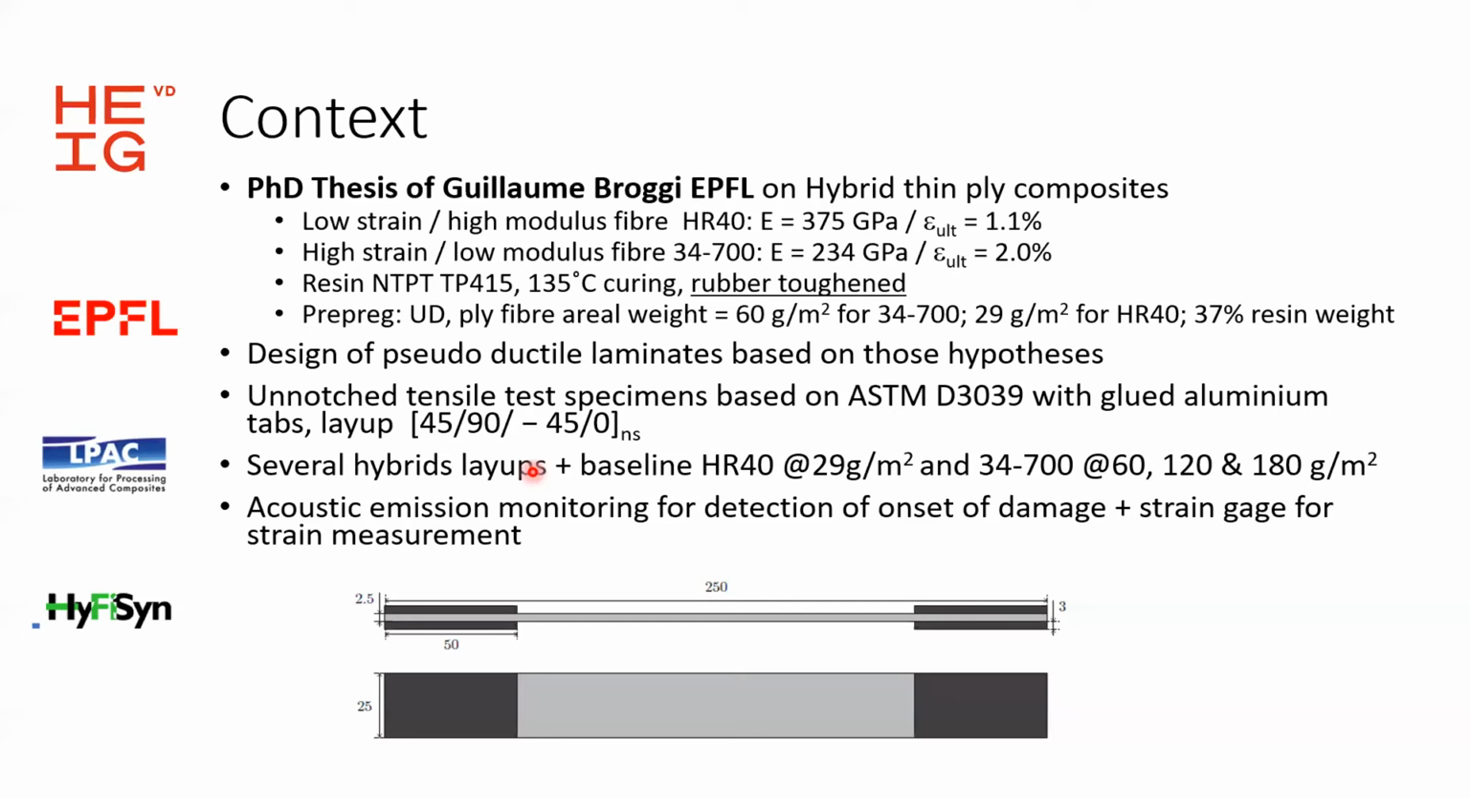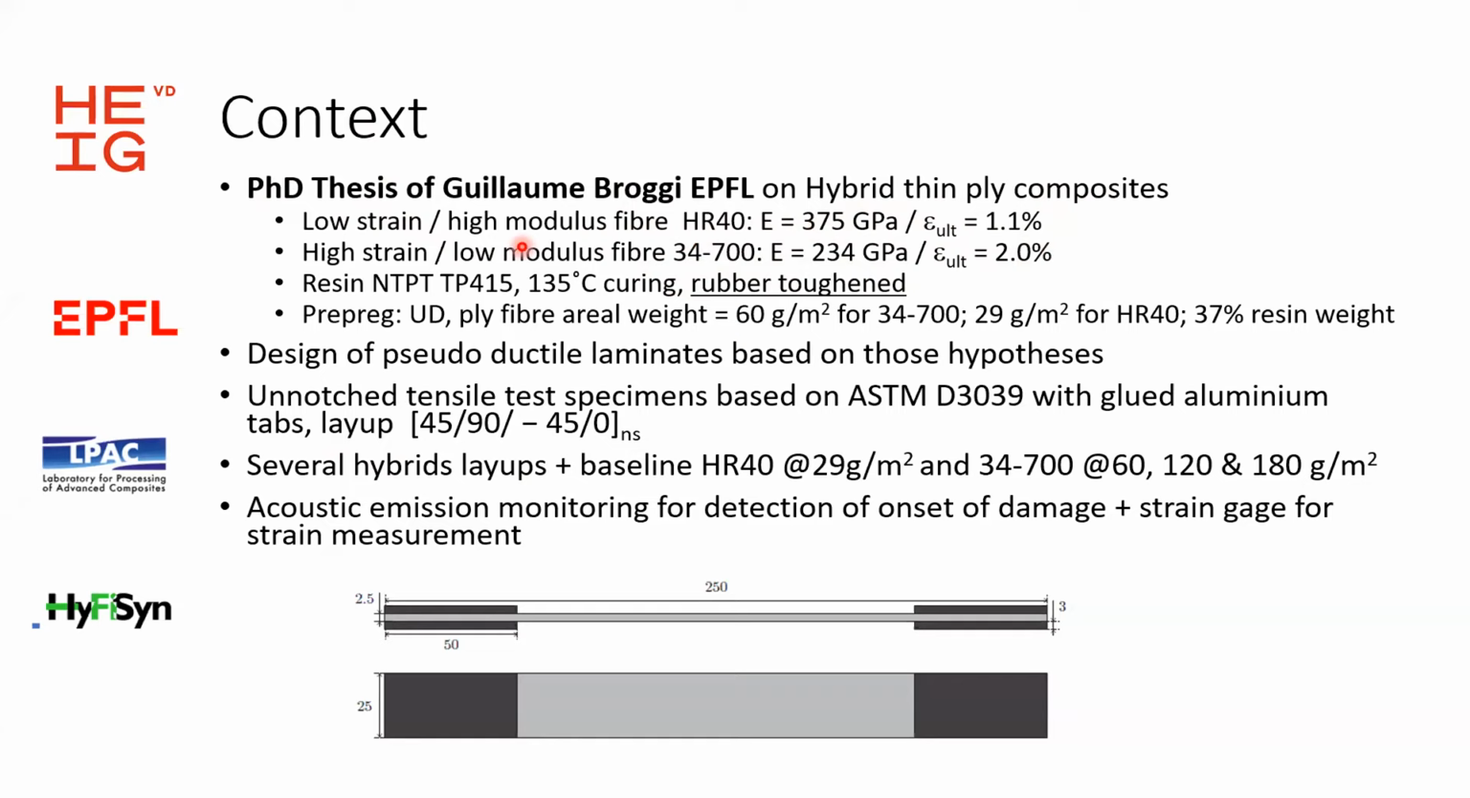I will start with a small story, actually. It's related to the PhD thesis of Guillaume Brogy, who just finished. He was studying hybrid thin ply composites with high strain fiber, the 34700, which is more or less like a T700 fiber that you probably all know. It has an ultimate strain of 2%. And this fiber was combined with HR40 in different arrangements, as a higher modulus fiber for creating a hybrid.